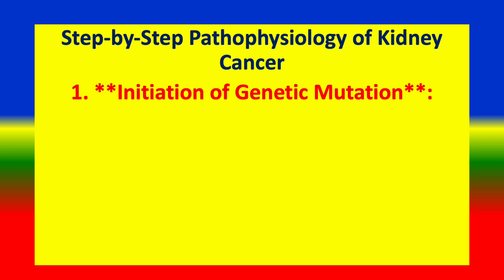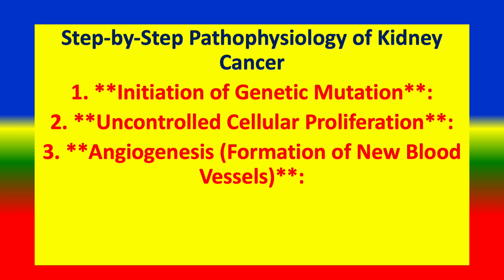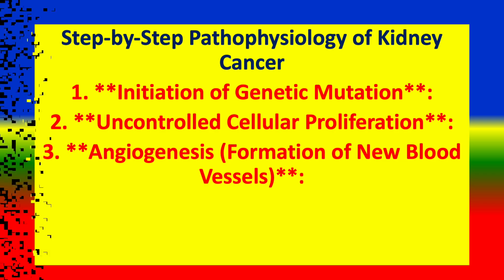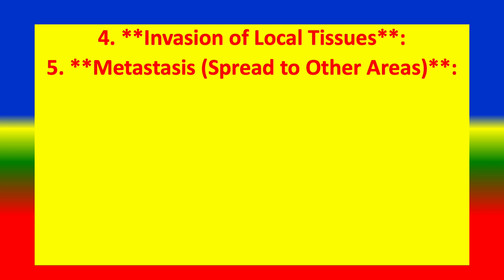Step-by-step pathophysiology of kidney cancer. 1. Initiation of genetic mutation. 2. Uncontrolled cellular proliferation. 3. Angiogenesis, formation of new blood vessels. 4. Invasion of local tissues. 5. Metastasis, spread to other areas.